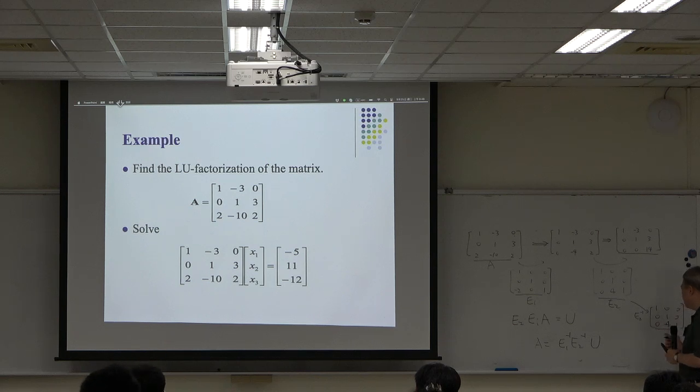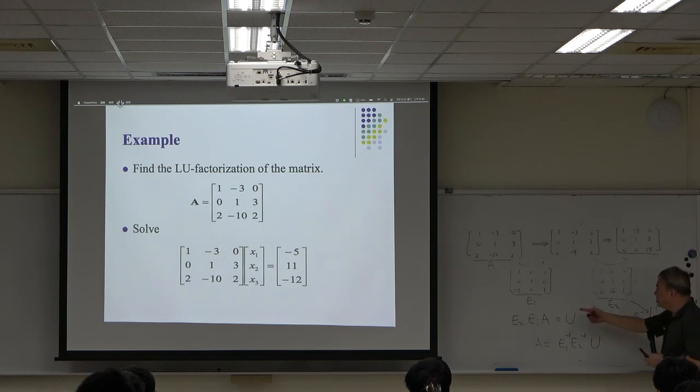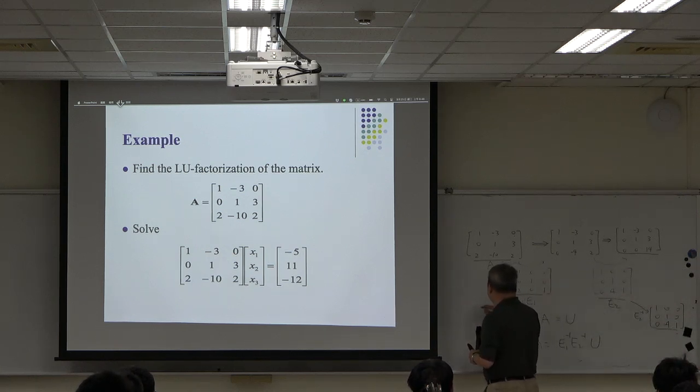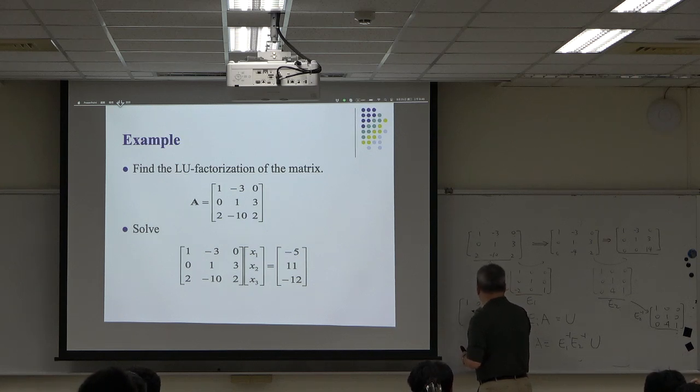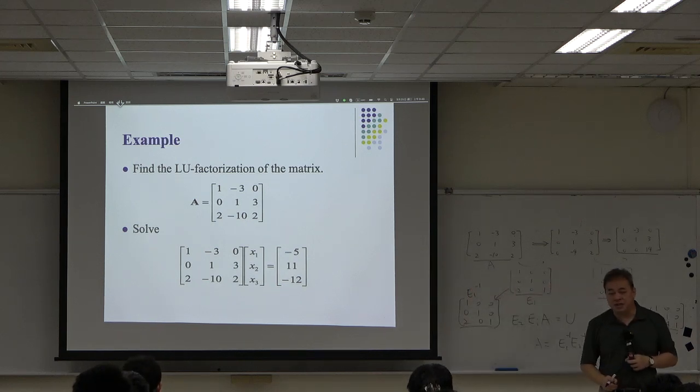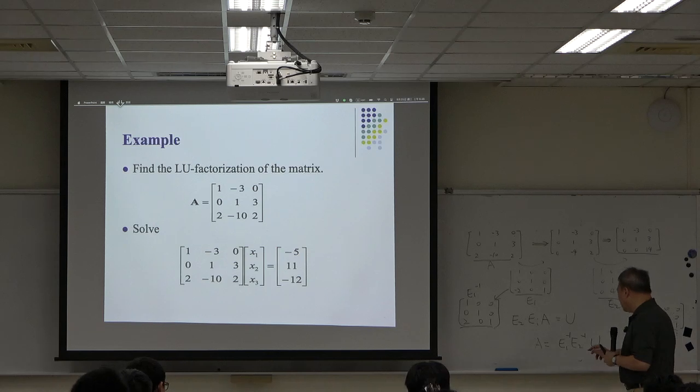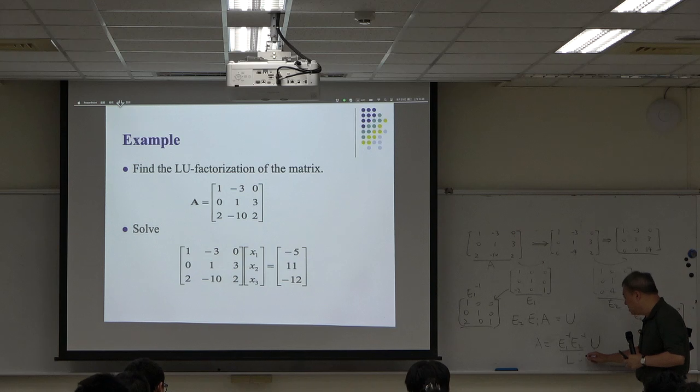So it is still a lower triangle, right? The inverse of E1 is like 1, 0, 0, 0, 1, 0, and 2, 0, 1, sorry. So this is the inverse of E1. Again, this is a lower triangle, right? So you multiply the lower triangle with the lower triangle, so this one is a lower triangle. Okay?